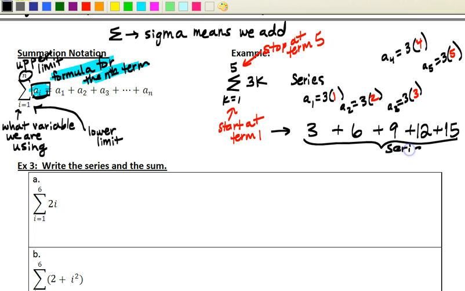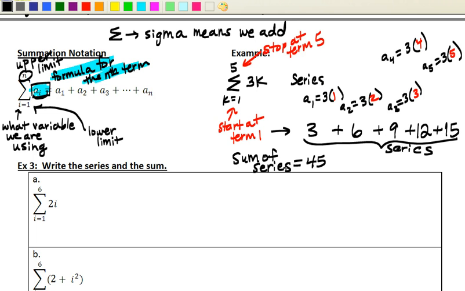That is my series. And if you actually add those together, you get 45, and that's considered the sum of the series. So if they ask you for the sum of the series, you add them all up and you get your number. So go ahead and pause or rewatch that if you need to. I'm going to show you 3 examples now before we move on with our next thing.